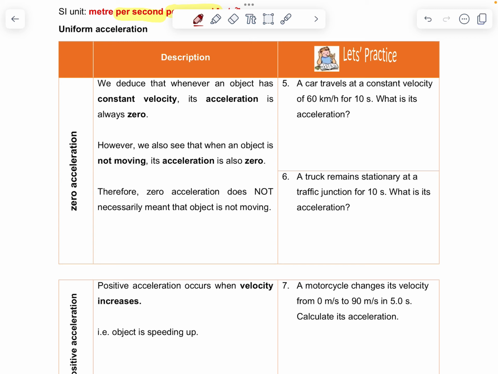So how do we describe acceleration? Okay, when an object is in constant velocity, its acceleration is 0. If the object is not moving, or at rest or stationary, its acceleration is also 0. So if a car travels at constant velocity, the acceleration is 0. If a truck remains stationary at a junction, the acceleration is 0.